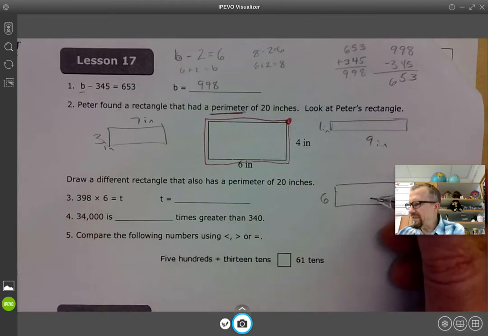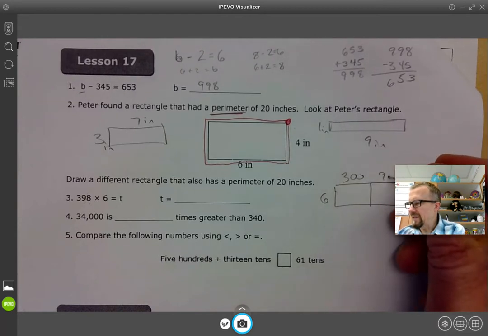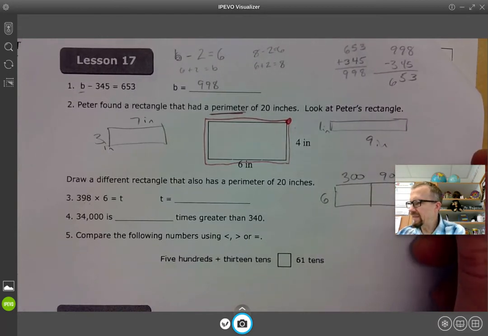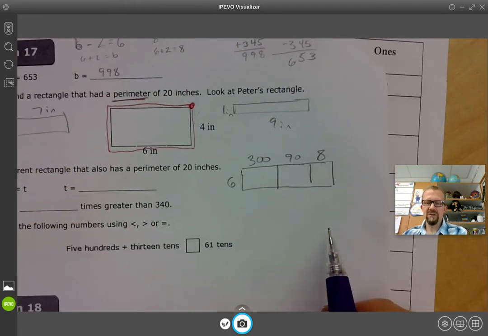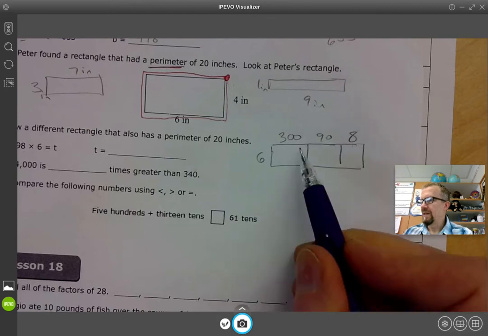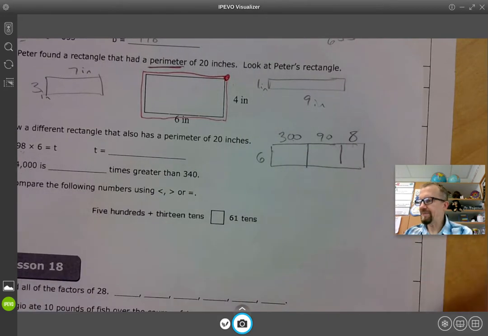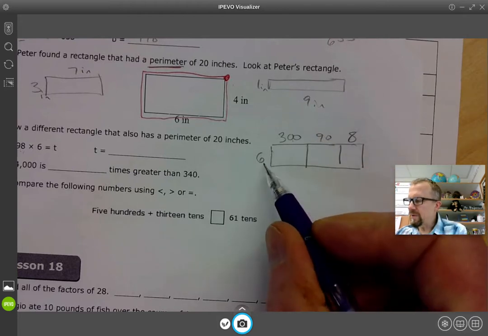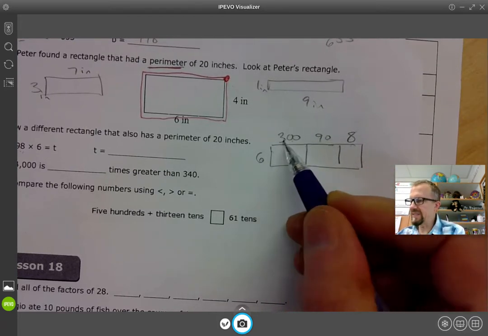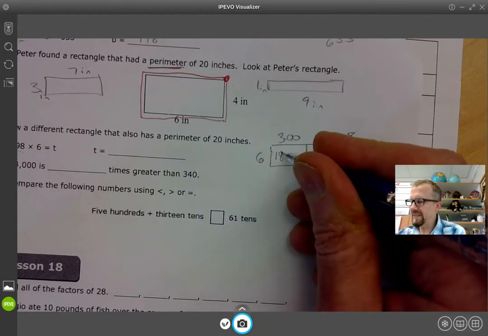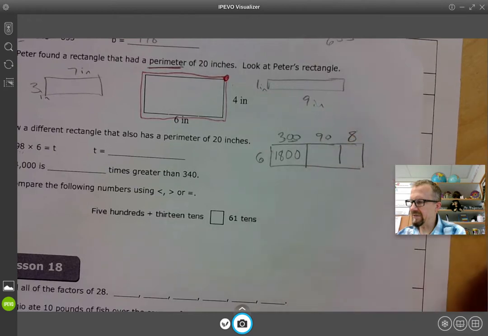I'm going to break it into pieces. And I think I'm going to do 390 and 8. These are easy numbers to multiply. Oh, especially if I get my face out of the way. 390 plus 8, 398. So now I multiply my edges to get what goes in the middle. So 6 times 3 is 18, and it's 100 because there was actually 300.